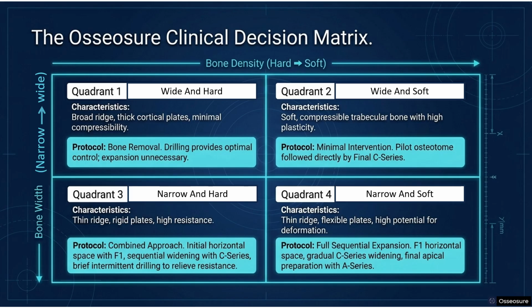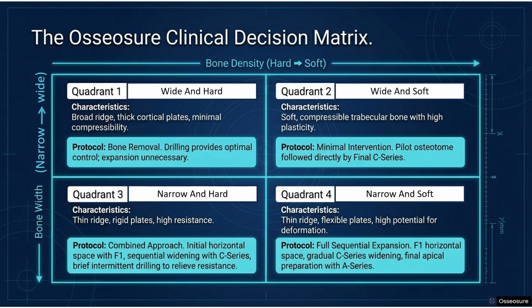From that, we get four quadrants. Quadrant 1, wide and hard bone. Here, you will continue your drilling protocol. There is absolutely no need for OsseoSure. Quadrant 2, wide and soft bone. Here, you will always think of OsseoSure for bone condensation. You will never use drilling. Pilot osteotome followed directly by the final C-series osteotome is possible.